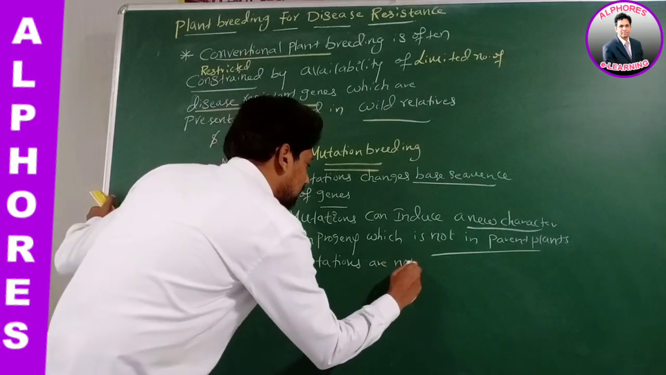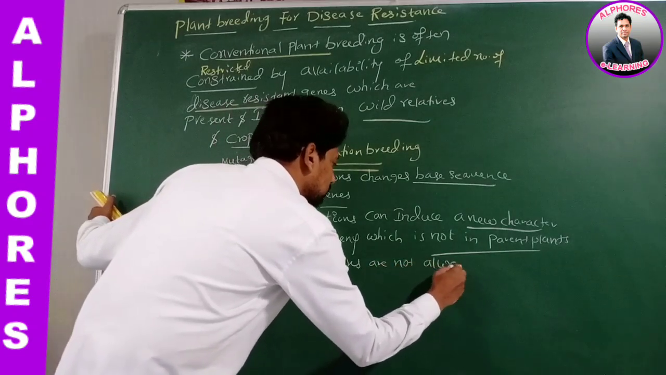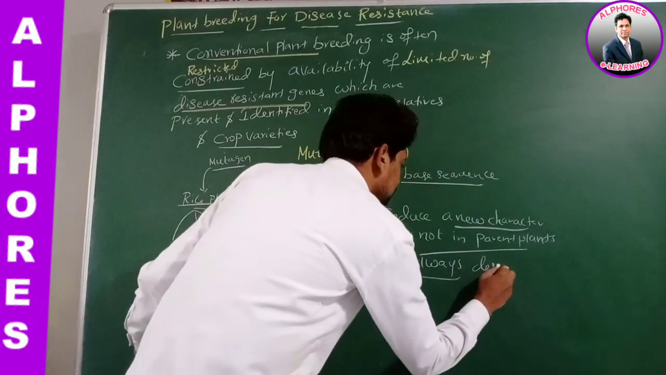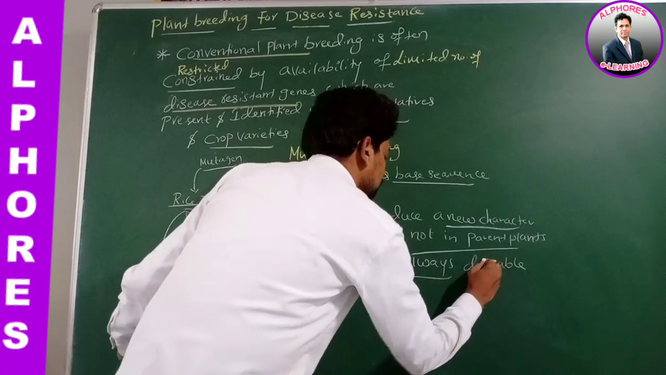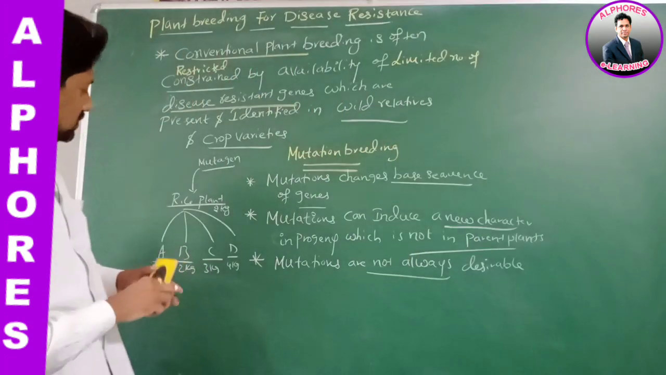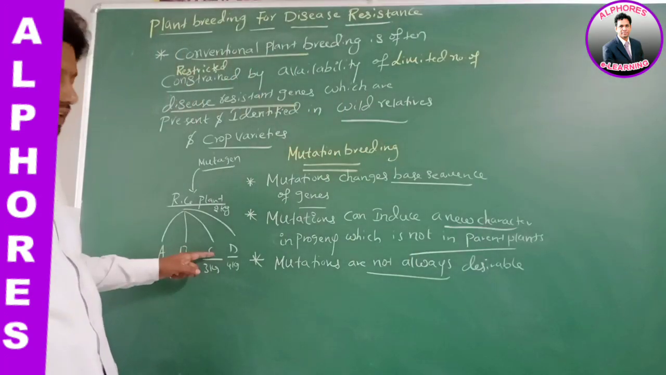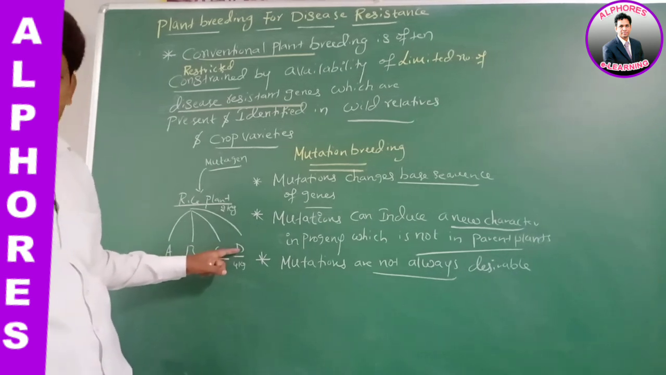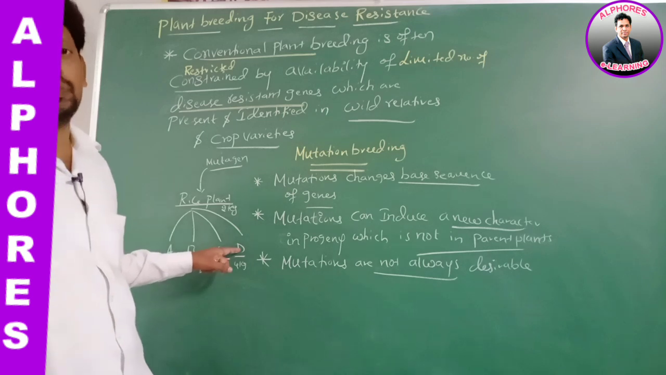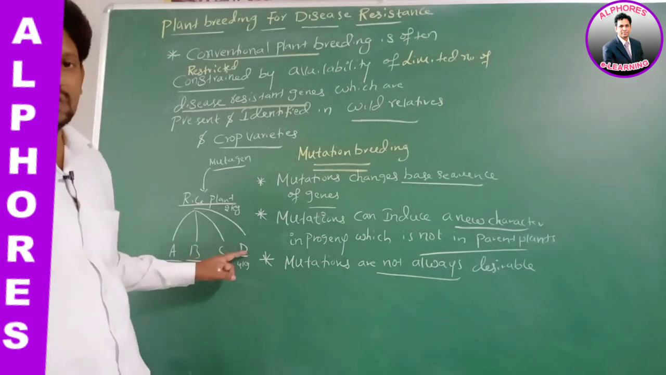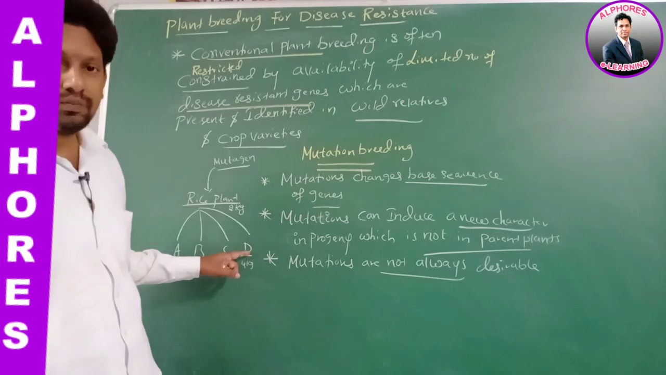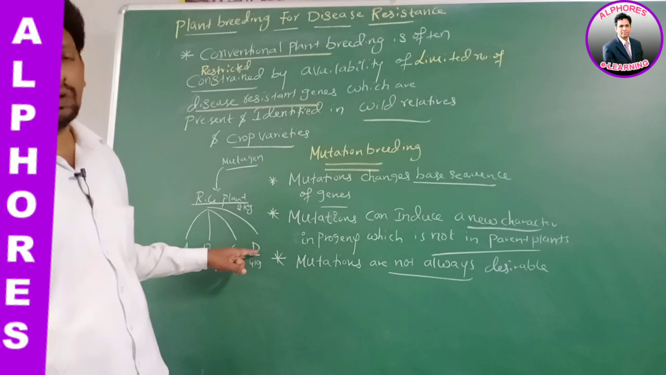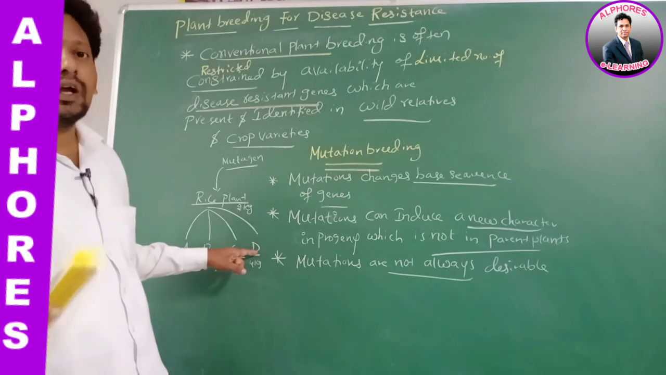Mutations are not always desirable. Sir, then what should we do? Here, by mutations we got 4 varieties. These 2 varieties are desirable. Therefore, after mutations, selection should be done. We have to select these 2 varieties. Therefore, mutations followed by artificial selection give a good plant.